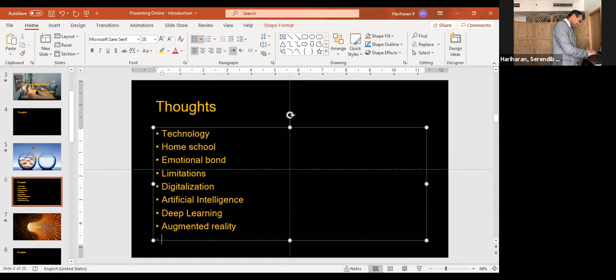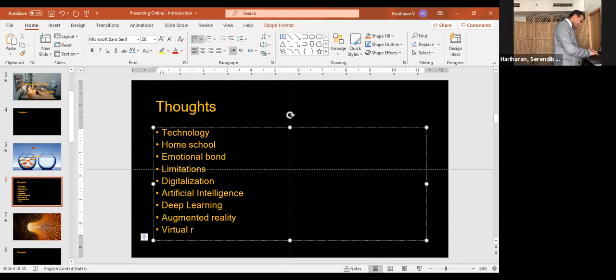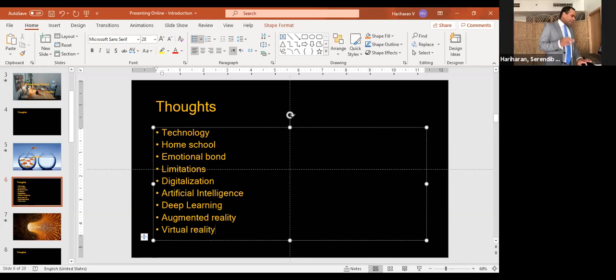And there is one more higher than that. Does anybody know what that is? Virtual reality. Somebody said you will have limitations of emotional bond and of not being physically present to the student. In augmented reality and virtual reality, you can have a hologram of yourself projected, just like you standing there, and have that presentation happening. It would be just like you there.